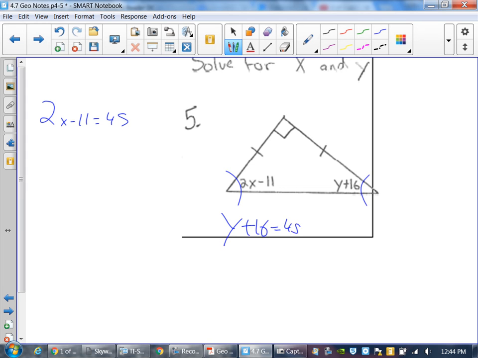That's it. Isosceles triangles have congruent base angles and congruent sides. The sides point at the angles. That little square box means it's 90. Work from there.